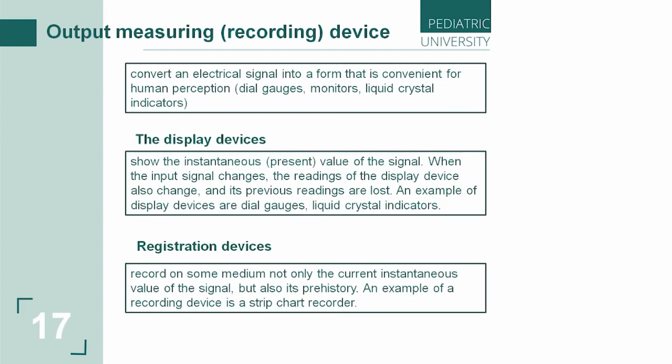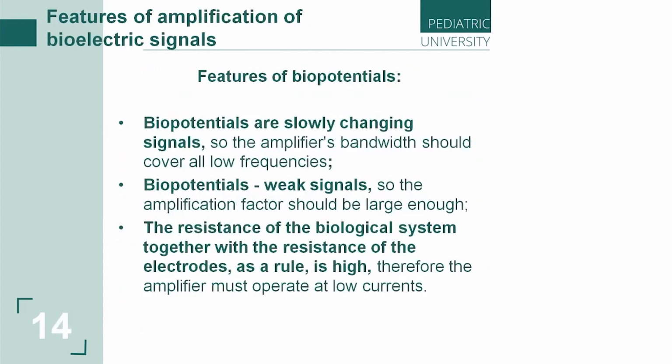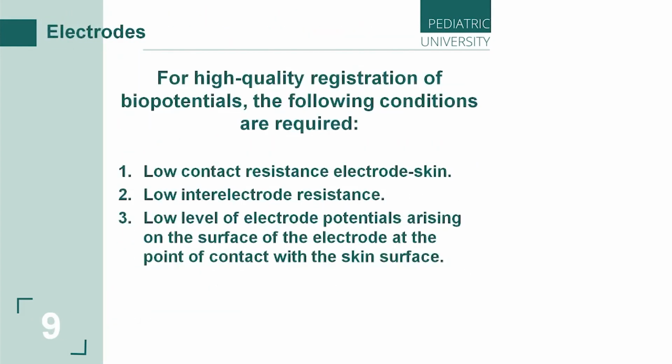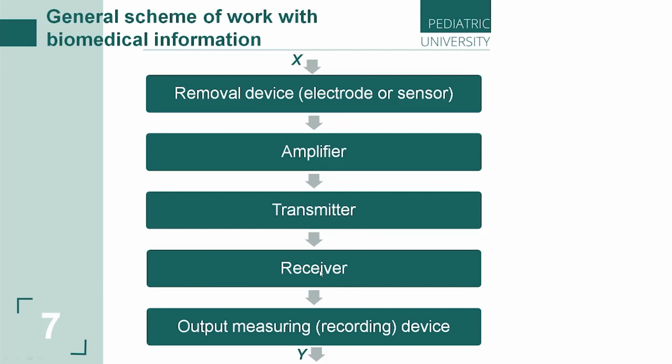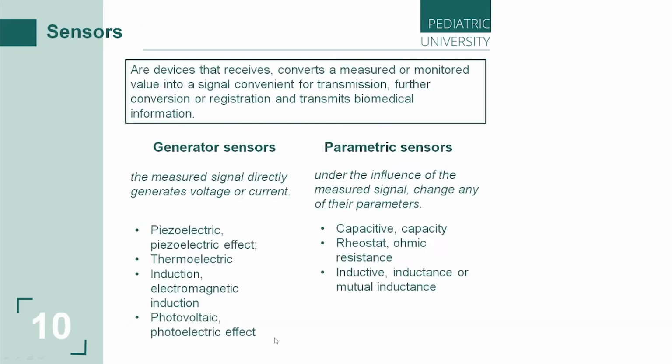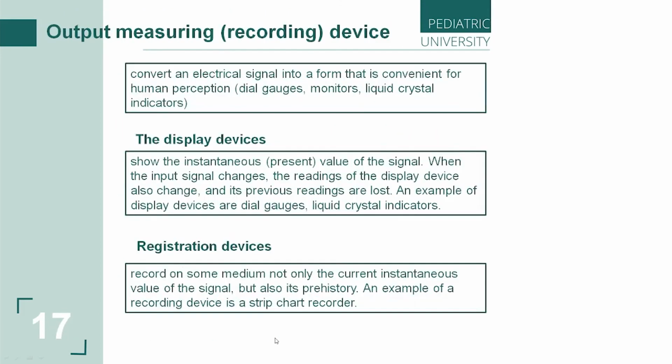So, the final element of the technical scheme, let's look at the scheme again if you forgot it. After the amplifier there will be a transmitter and receiver, so we can transmit the information and receive the information, and after that the information comes to the output measuring and recording device. Let's see. This is a device that displays or records biomedical information.